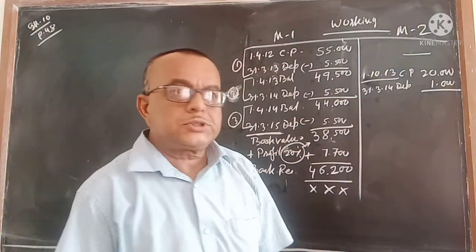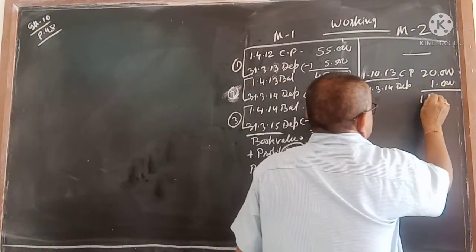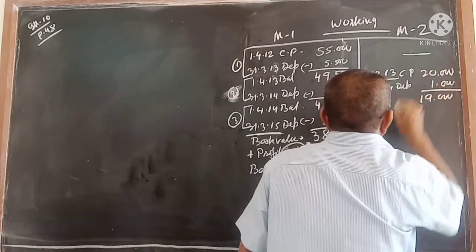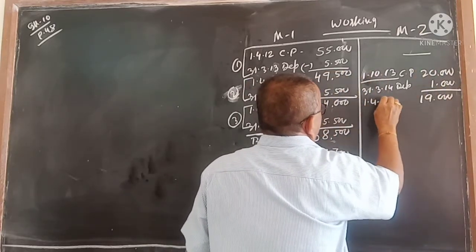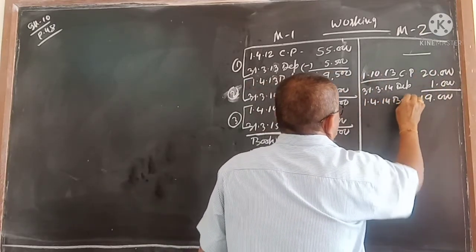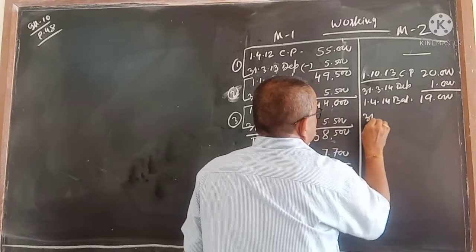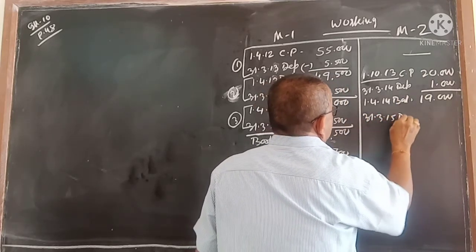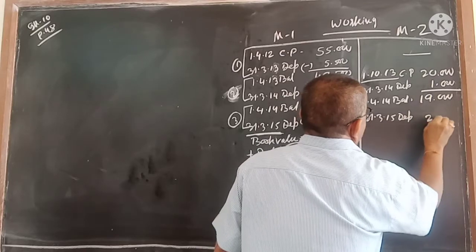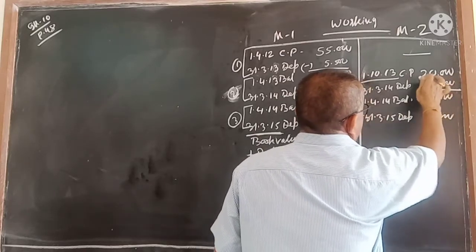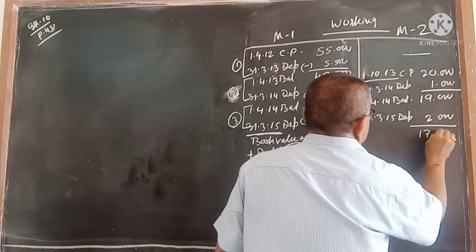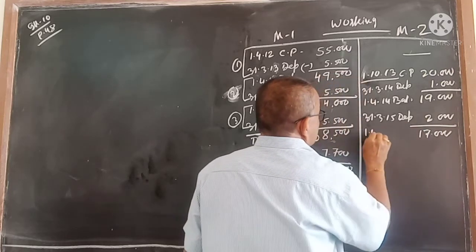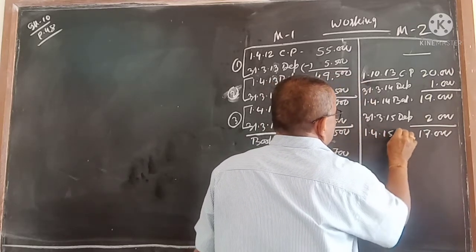Full year depreciation is coming 2,000. Sixth year, six months depreciation is coming. This is the balance of 1/4/14, correct? Again we will charge the depreciation on 31/3/15. Now we will charge the depreciation 2,000, because 10% of 20,000 is 2,000, which is coming 17,000. And this is the balance of 1/4/15.